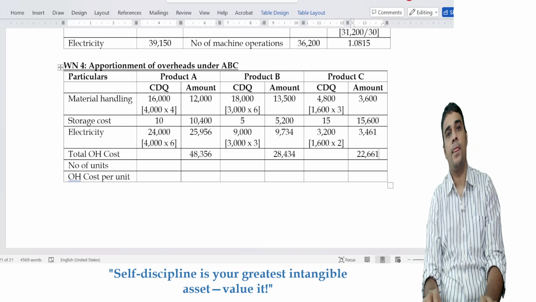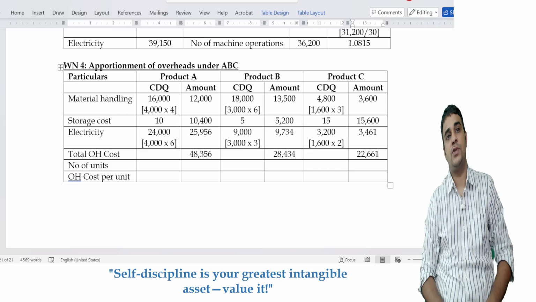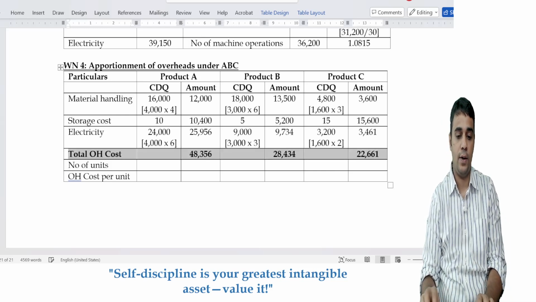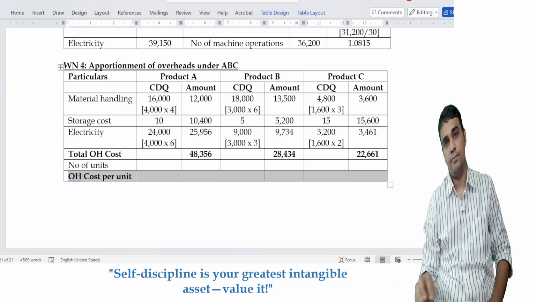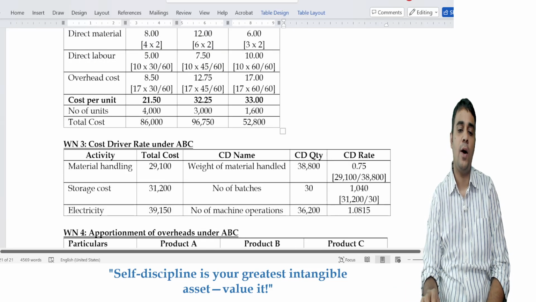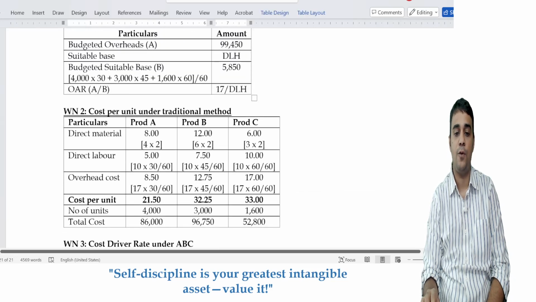Clear? Can you tell me the total of these three values which you have written? Total of total overhead cost. The three numbers which you have written. It should have been 99,450, with 1 rupee rounding off difference. What is 99,450?